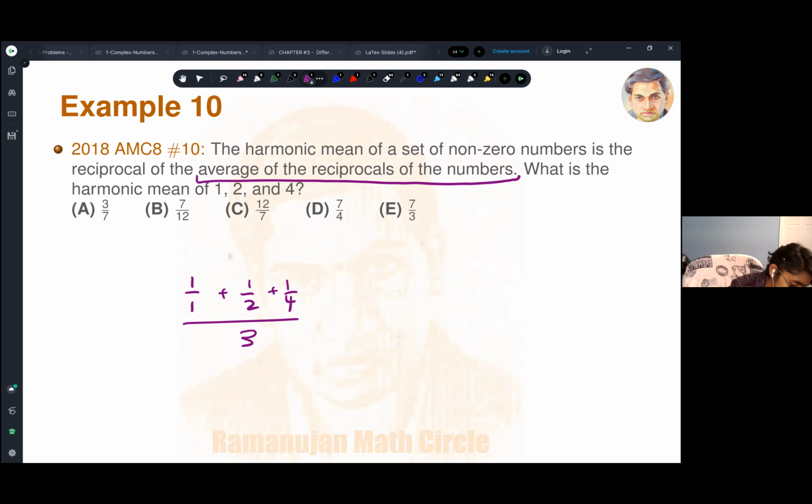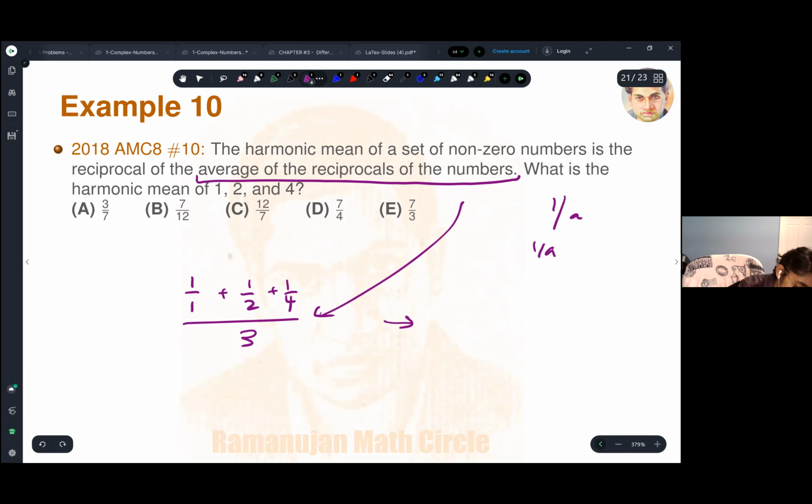Okay, so we map this. Now we're taking the reciprocal of that. And by the way, what I mean by reciprocal is 1 over a. So the reciprocal of a is 1 over a. So now we're going to do the reciprocal of that, which is just flipping the numerator and denominator, okay? So that is 3 over 1 plus this way.